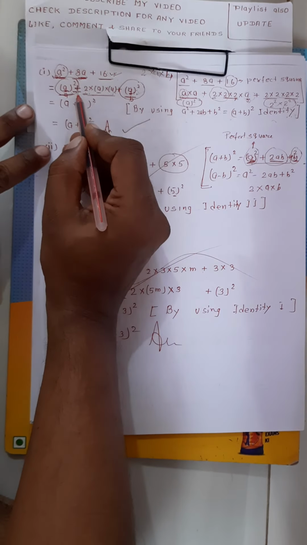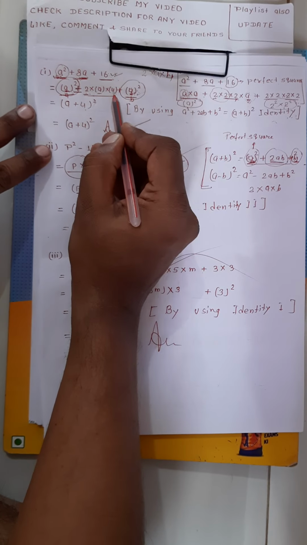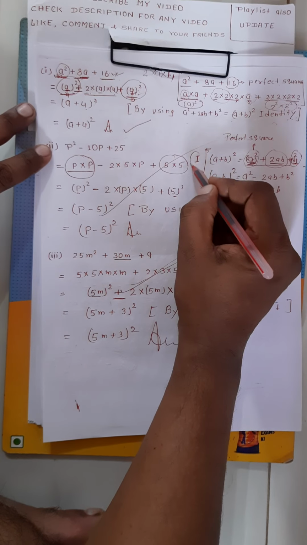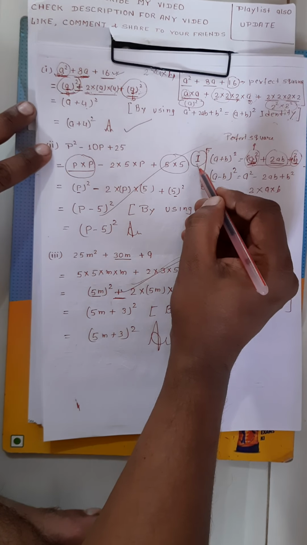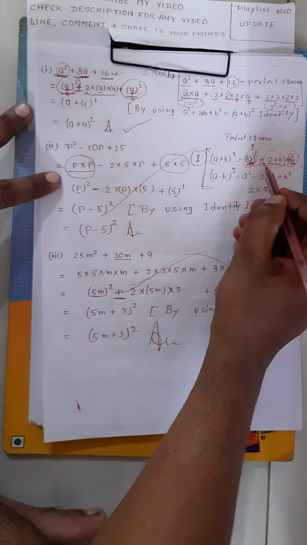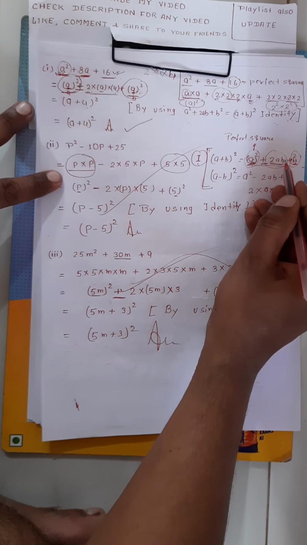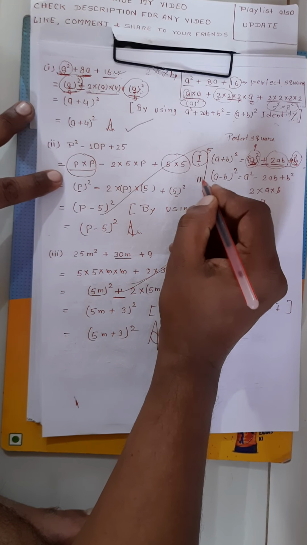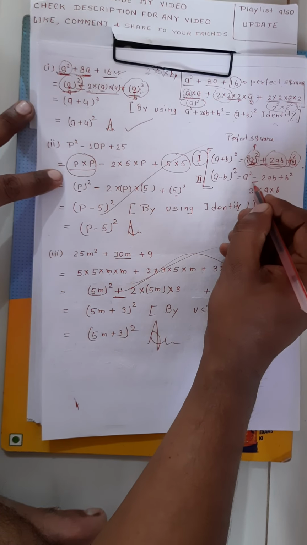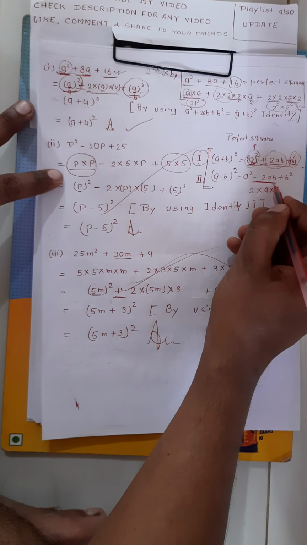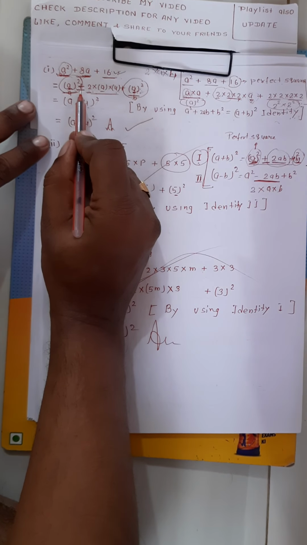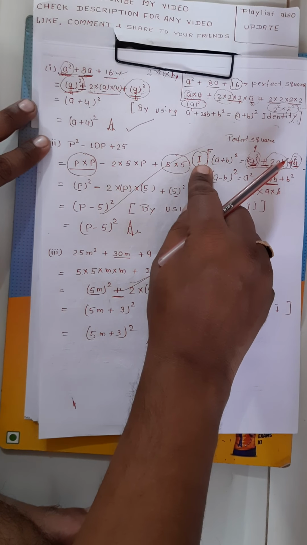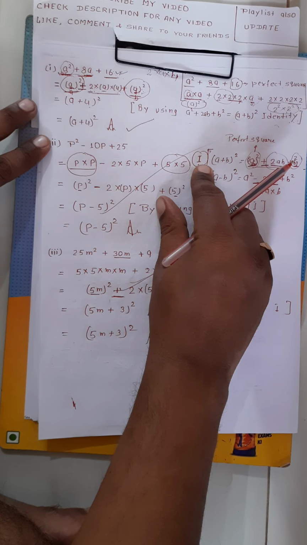If it has a plus sign with 2ab, then we can apply identity first. Because in identity first it has a plus sign with 2ab, and for identity number second it has a minus sign with 2ab. Since here there is a plus sign, that means we can apply identity number first.